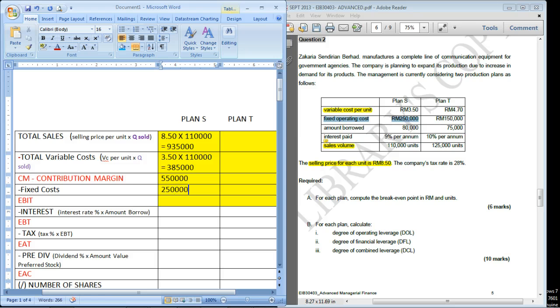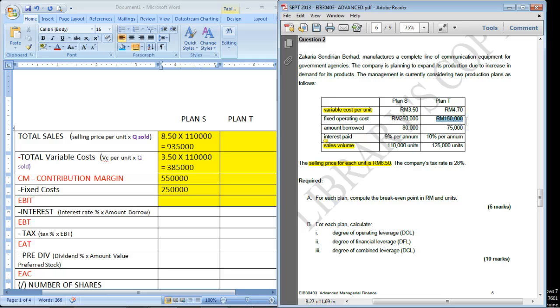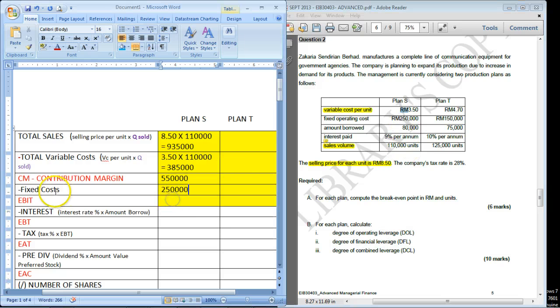Okay, this is my experience of marking. I realized students like to be careless when they are doing plan S. Suddenly they didn't realize that actually they have to take plan T figure. Please make sure don't do any kind of mistake. Plan S, you only take plan S figure. Okay, please.